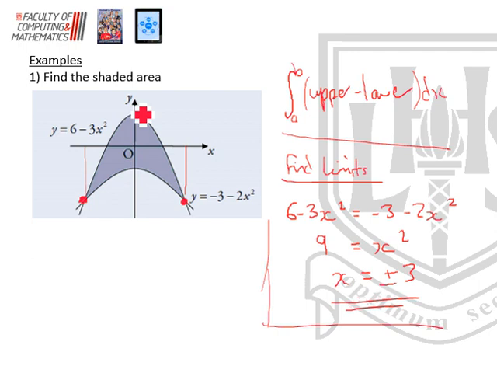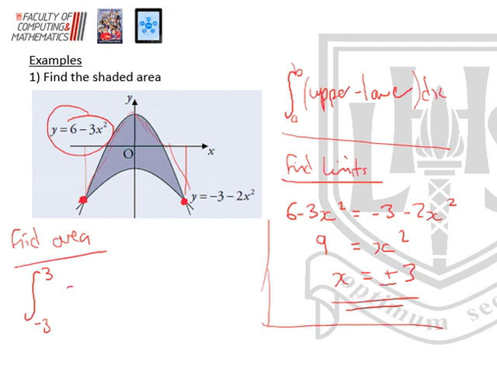And then I need to set up my integral. Okay, so now I'm going to find my area. I'm going to find the area that's shaded there. So the integral needs to be from the limits, which is minus 3 to 3, of the upper curve, the upper bound of the area, which is that curve going up there, which is going to be your 6 minus 3x squared. So it's 6 minus 3x squared. Take away your lower curve, which is minus 3 minus 2x squared.